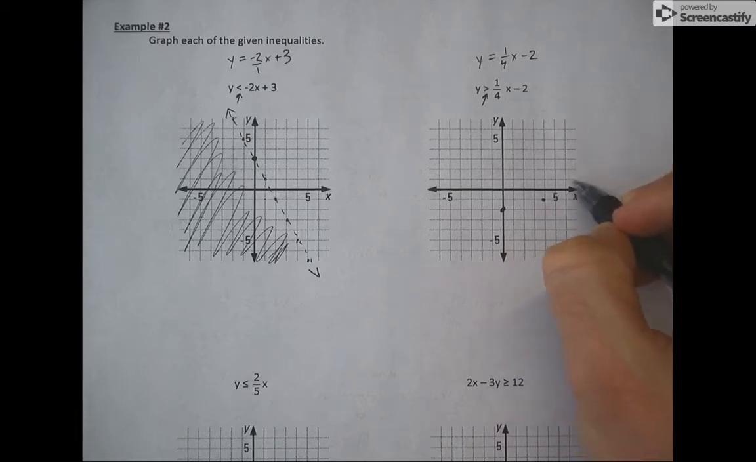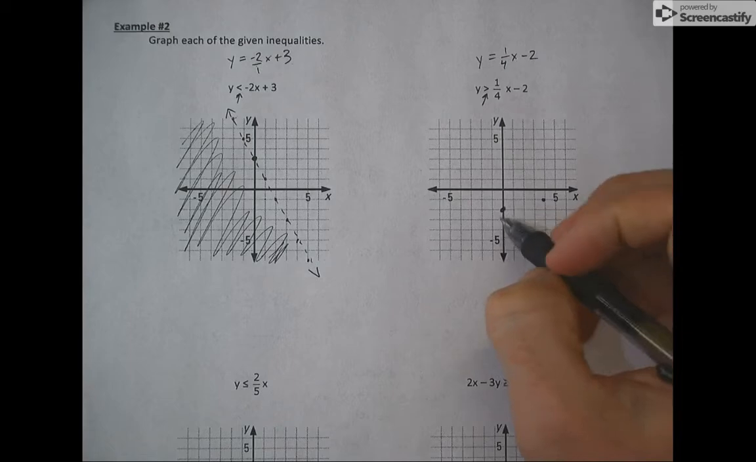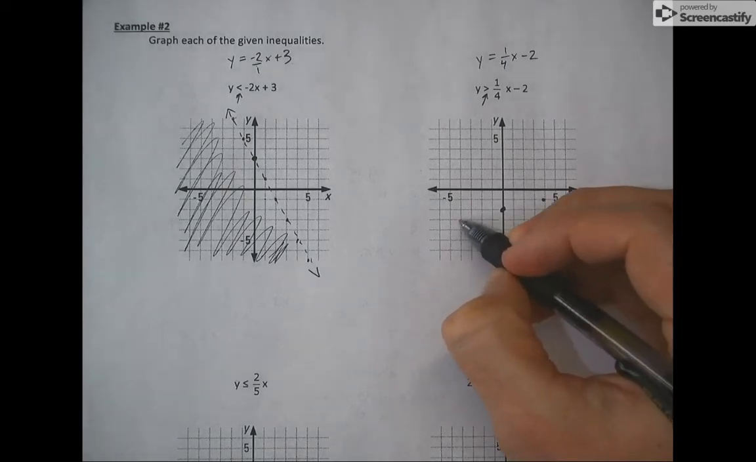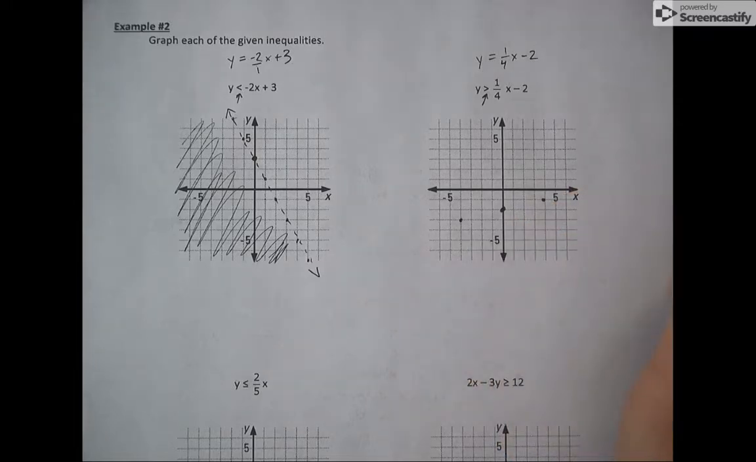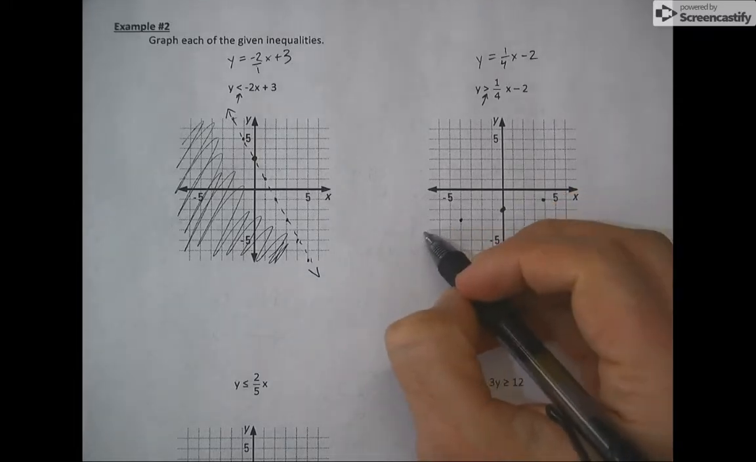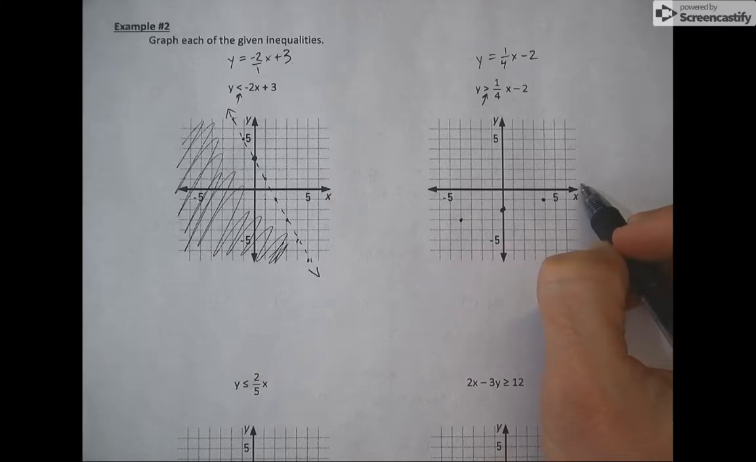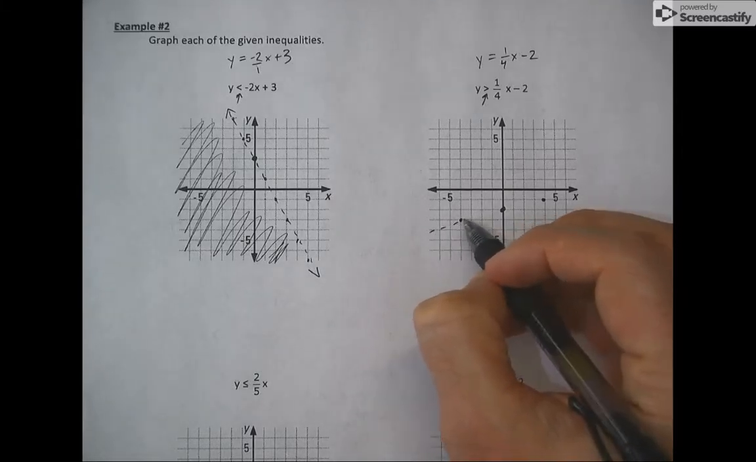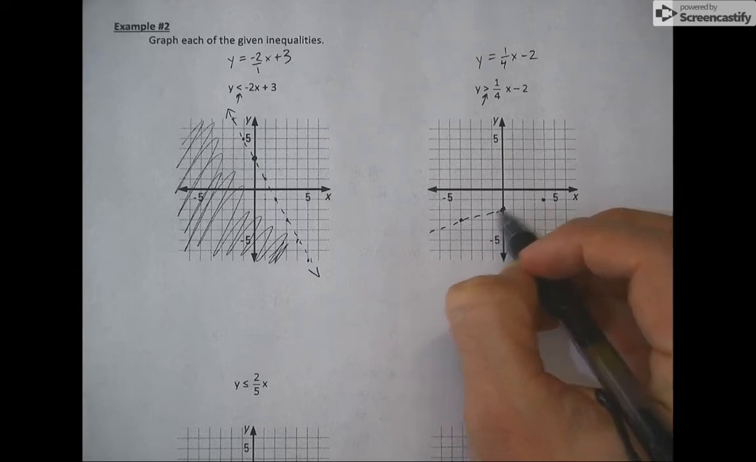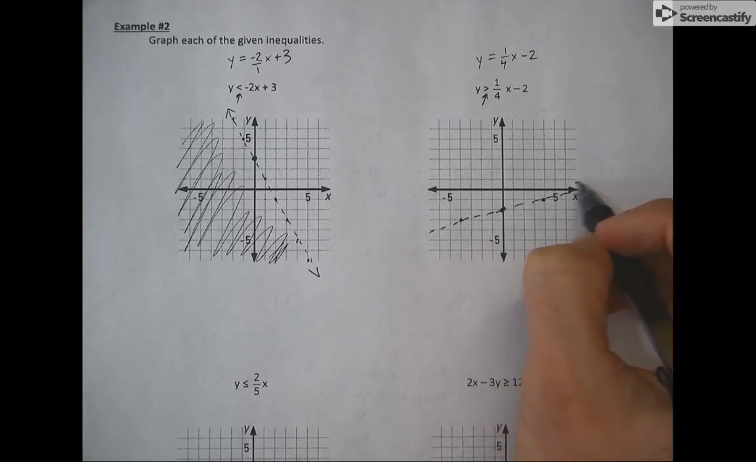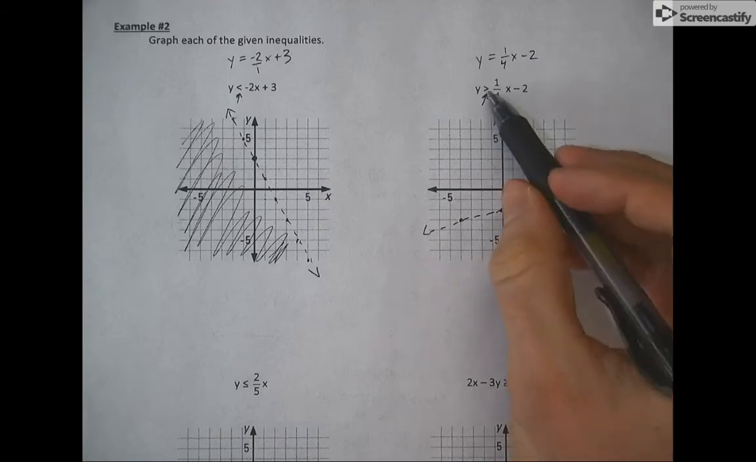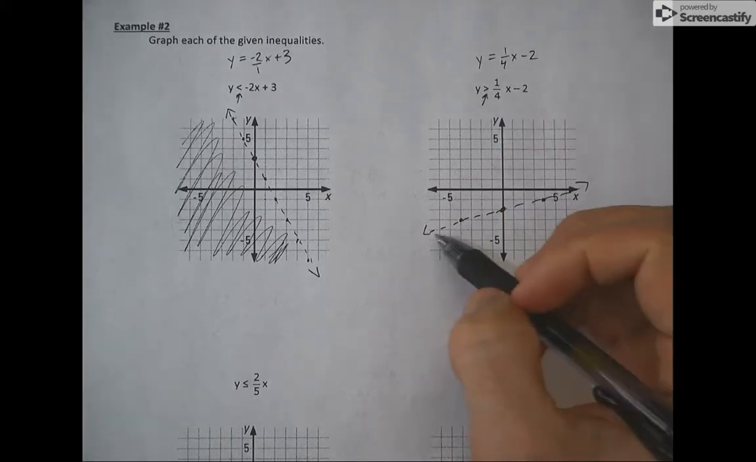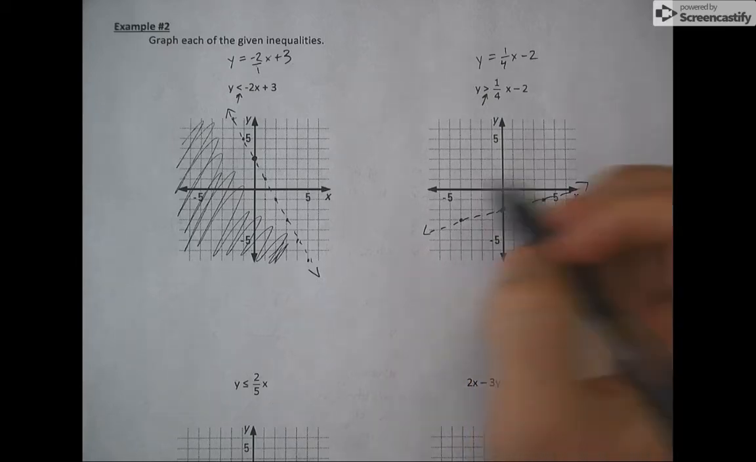The next coordinate is not going to be on the graph, so let's go backwards. Instead of up 1 over 4, down 1, left 4. There's that point. And when we go to draw this, it's really easy to just get in the habit of drawing a straight solid line, but this is going to have to be a dotted line. It's dotted because it just says greater than. It is not part of the solution set. So only everything greater than this line is part of the solution set.